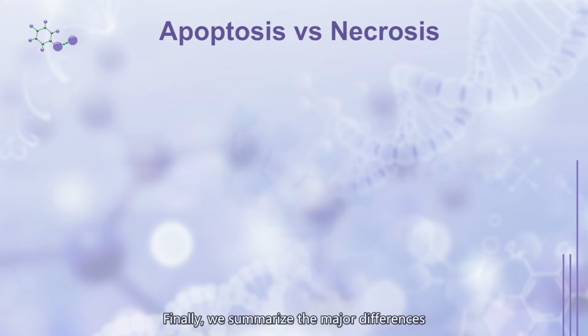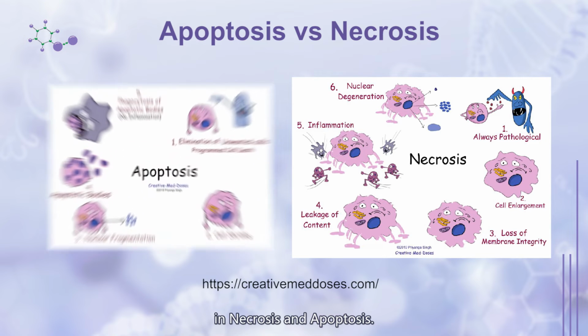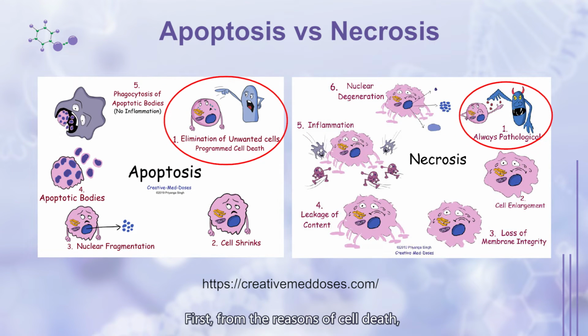Finally, we summarize the major differences between necrosis and apoptosis. First, from the reasons of cell death, necrosis is always pathological, which means cell death happens because of unfavorable stressful situations, for example, infections, excessive heat, radiation, or lack of blood supply. Apoptosis is most commonly physiological. It is programmed cell death which eliminates unwanted cells from the body. Sometimes apoptosis happens in cells with damaged DNA.